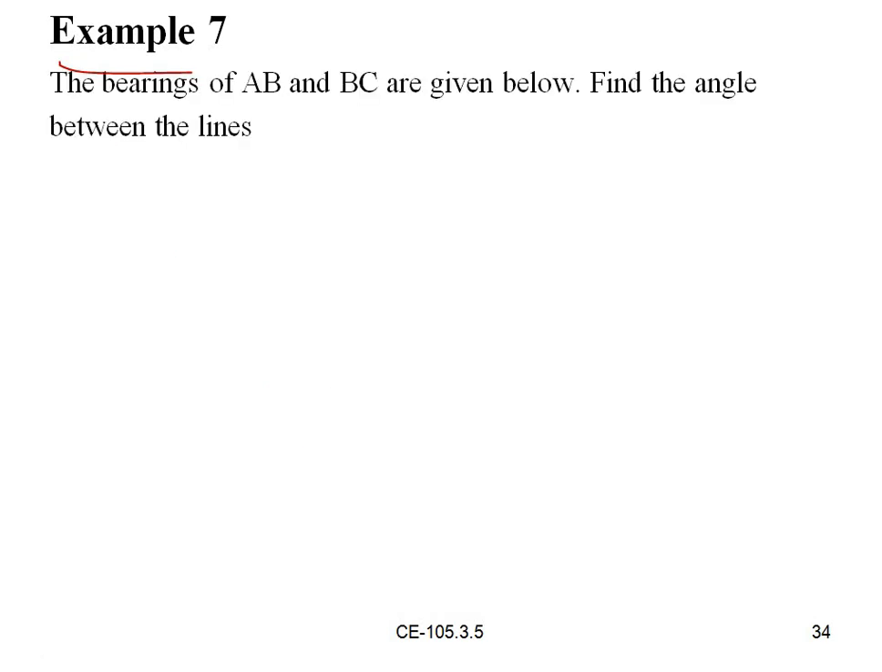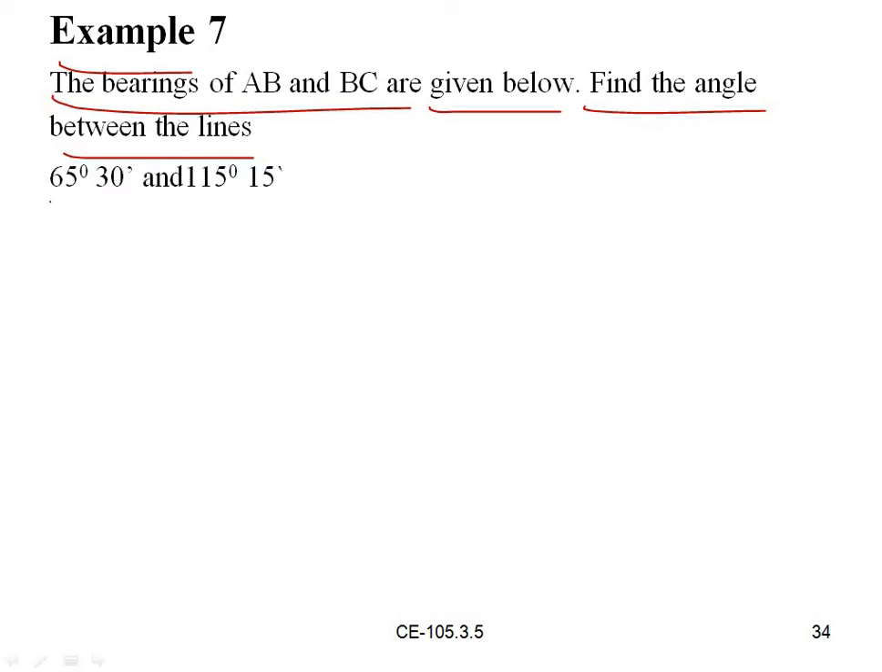Let us see. The bearings of AB and BC are given below: 65 degrees 30 minutes and 115 degrees 15 minutes. Find the angle between the lines. Solution.